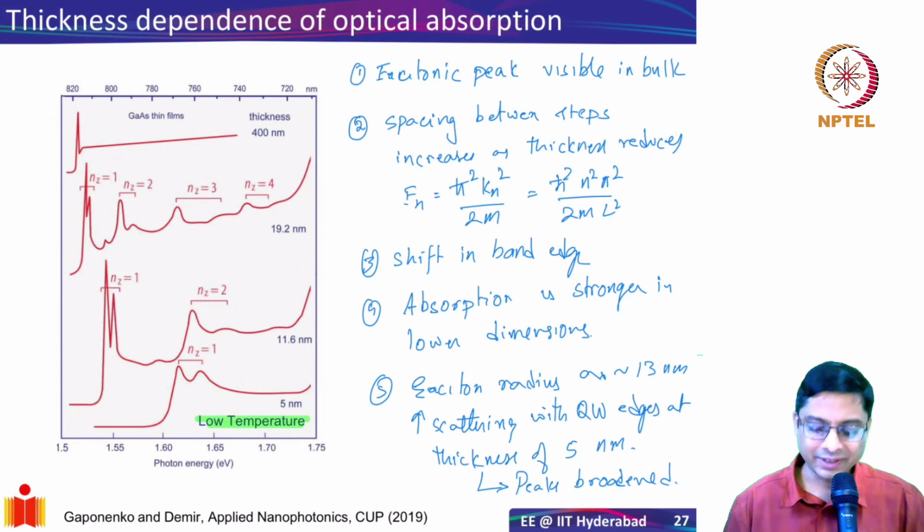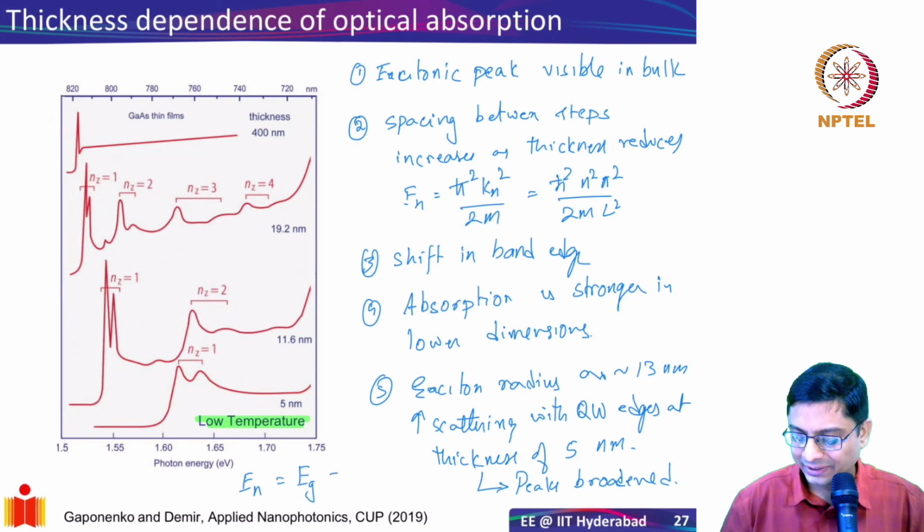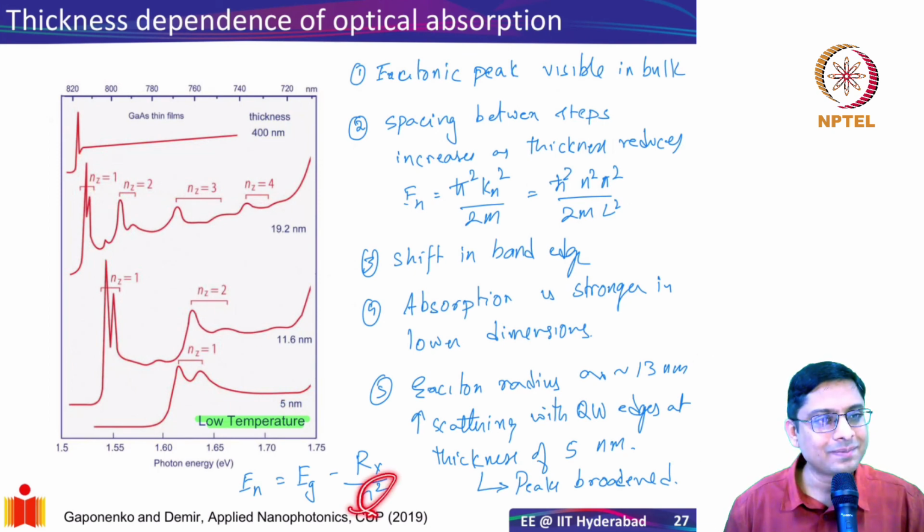And by the way, are these quantum numbers the different exciton peaks? Well, I told you that the energy at which the absorption happens, En, is going to be Eg minus Rx by n². Is it this quantum number, n², or is it something else? That's a question I'll leave you with. Think about it. And if you have questions, please join the interactive sessions and we'll answer them.